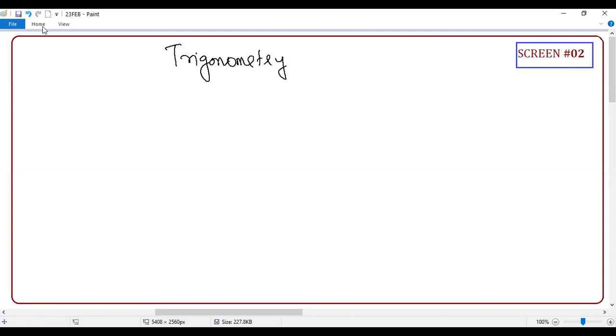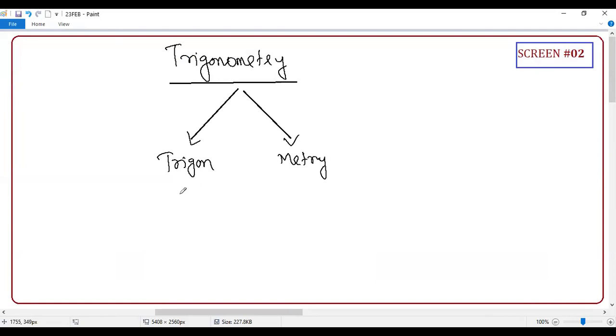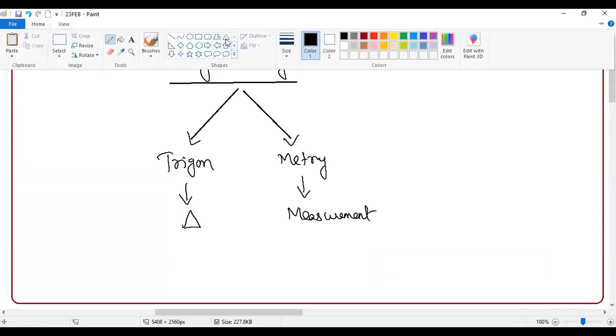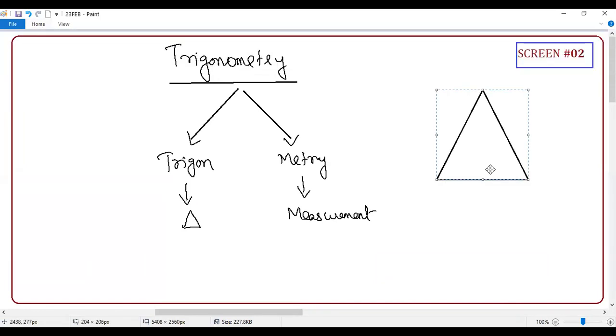So, what is trigonometry? As usual, the first question is what is trigonometry? Trigonometry consists of two words, right? One is trigon and the other is metry. Trigon is triangle, and metry is the measurement. So triangle measurement. Sir, what are you going to measure in a triangle? What are you going to measure?